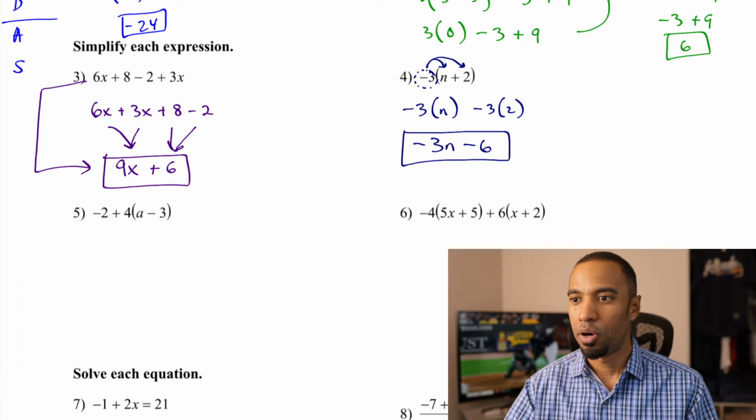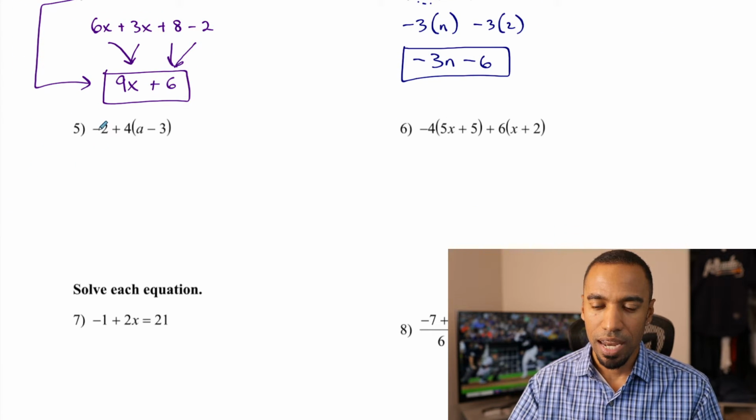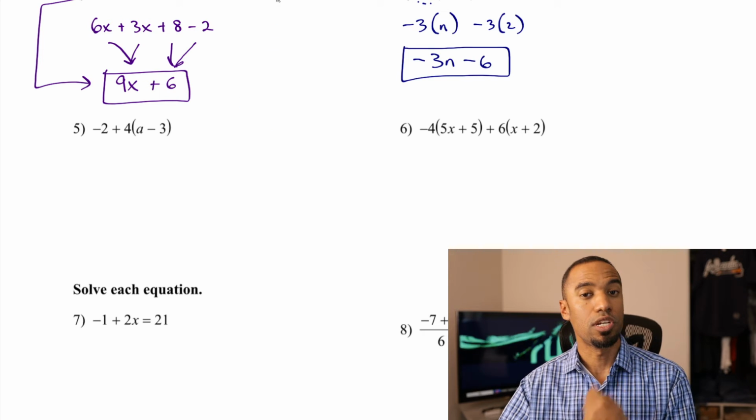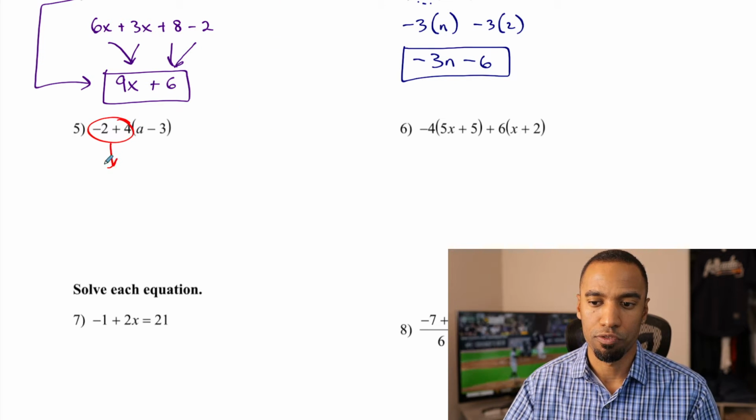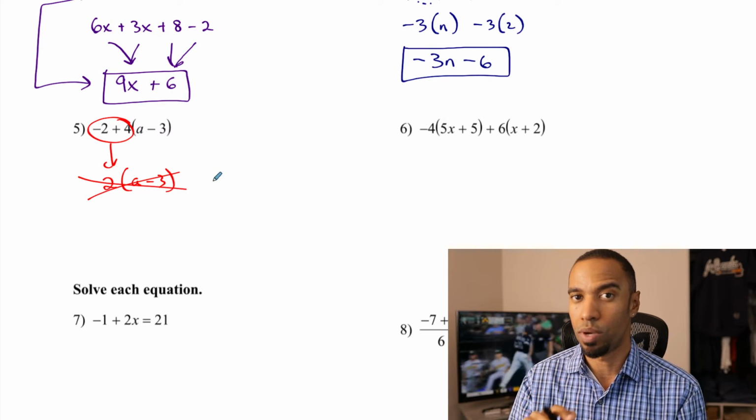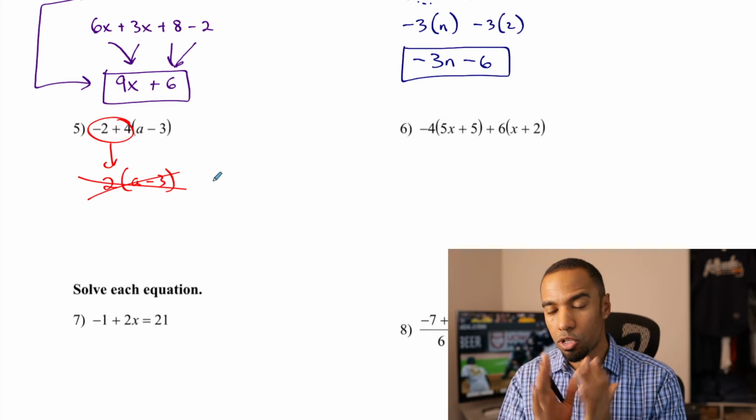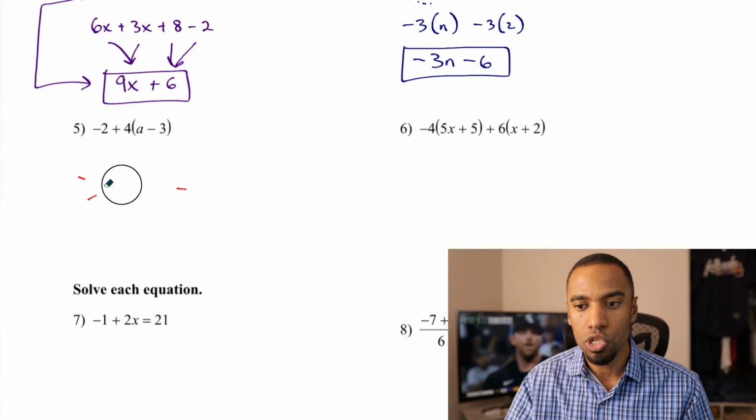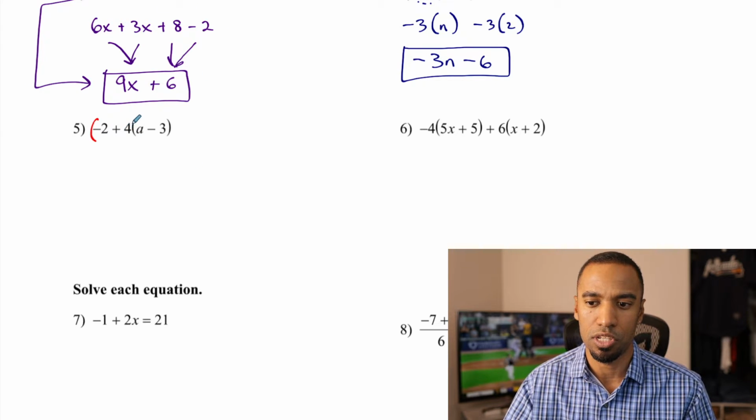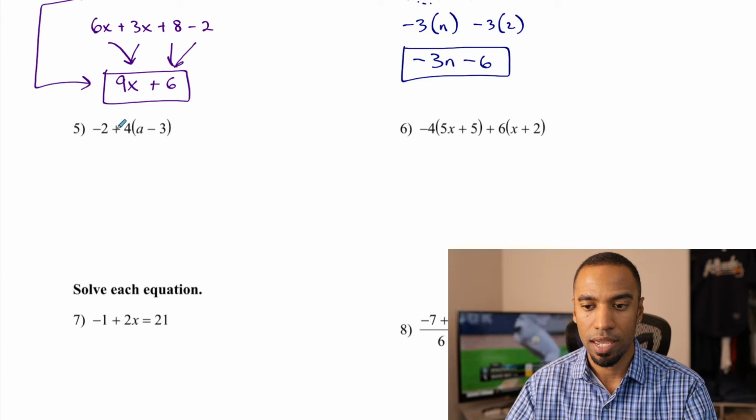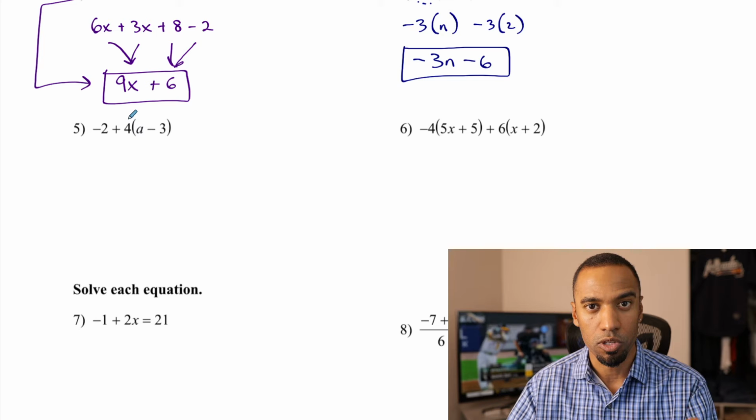All right, number 5. Negative 2 plus 4 times the quantity a minus 3. Now here's what we don't do. We do not do negative 2 plus 4 first and turn this into 2 times a minus 3. No, no, no. Order of operations says, well, parentheses first, but we do multiplication before addition. So the only way that I could possibly add these two together is if for some reason these were in parentheses on their own, but they're not. So although you have addition right here, don't add these two, we must multiply first.